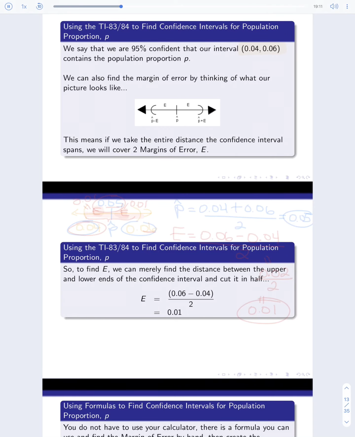So what does this mean? It means, what if they give me an example of a confidence interval? So suppose I have a confidence interval of 0.04 to 0.06. Can I work backwards and figure out how this confidence interval is set up? Absolutely you can. So you have your starting value of 0.04, your ending value of 0.06.